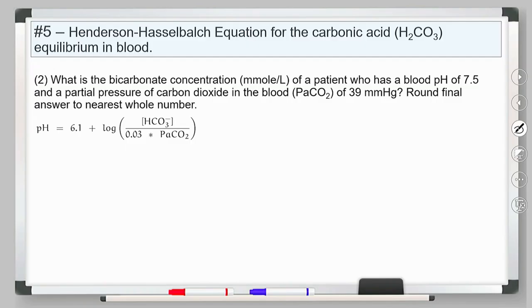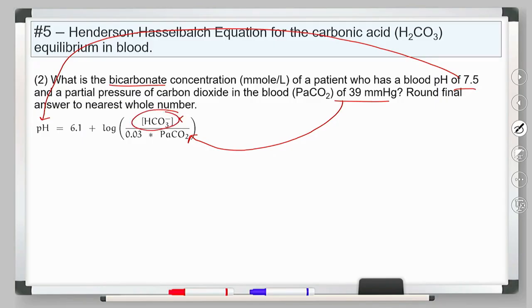I'll just show my work for the sake of time, but it says, what is the bicarbonate concentration? So do you realize you can solve for something else if you know the other two? Now I want to solve for this. So this is X right here. I don't know what that is, but what is it in a patient with a pH of 7.5 and a partial pressure of carbon dioxide in the blood of 39? So again, I've got the 39 that can go in here. I've got the 7.5 that can go in here. So now this is what I'm solving for.